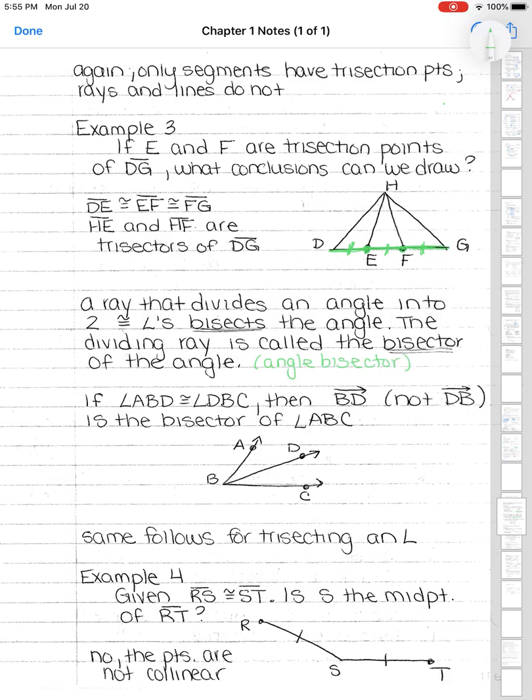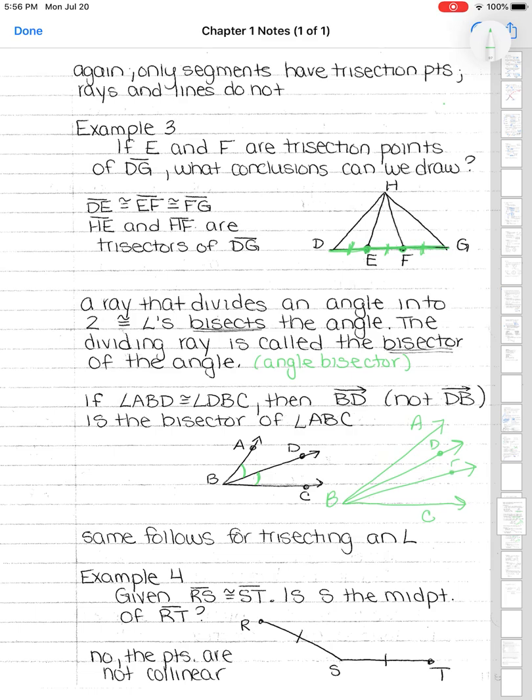So now a ray that divides an angle into two congruent angles bisects the angle. The difference here is that dividing ray is called the bisector of the angle. So you are going to reference that in a proof with the words angle bisector. Anytime an angle is being bisected, you're going to say definition of angle bisector for that. Now, in this drawing, it says if angle ABD and angle DBC are congruent, then ray BD, not DB, it has to be BD starting at the vertex, is the bisector of angle ABC because it cuts it into two equal parts.